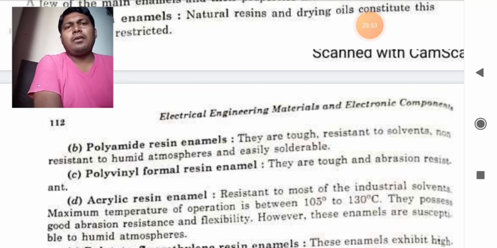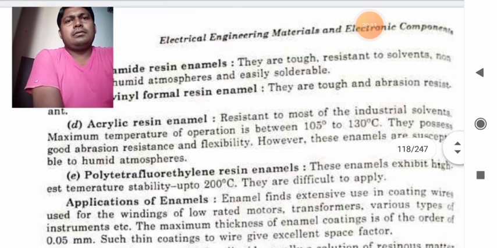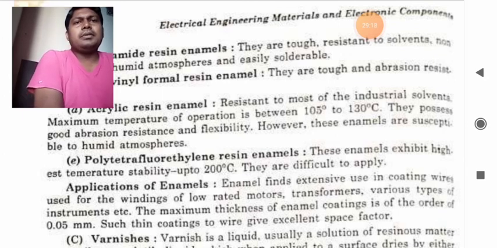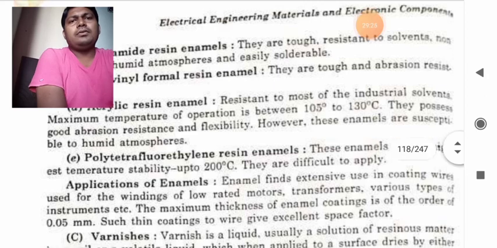Maximum temperature of operation is in between 105 degree centigrade to 130 degree centigrade. They possess good abrasion resistance and flexibility. However, these enamels are susceptible to humid atmospheres. Polytetrafluoroethylene resin enamels: this enamel exhibits highest temperature stability, which is about 200 degree centigrade. They are difficult to apply.